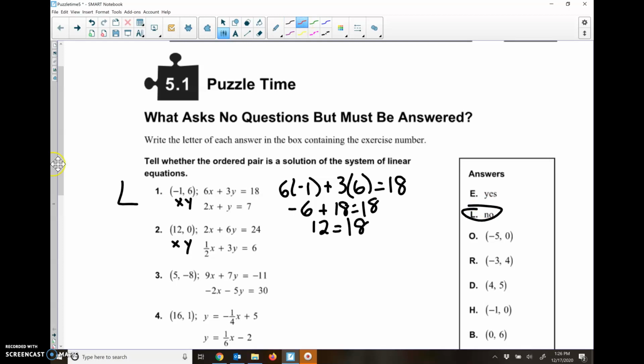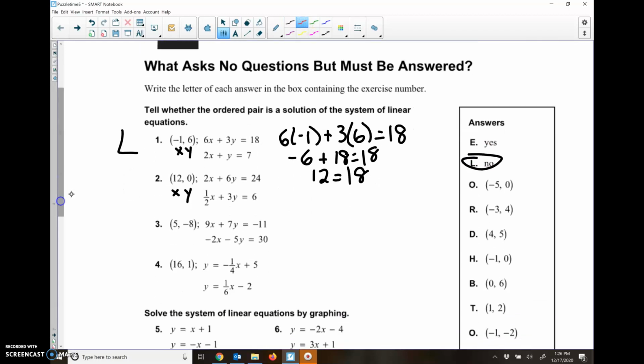All right, and then number 2, so same thing. So we're going to put in our 12 for our x and 0 for our y. So we have 2 times x, so 2 times 12, plus 6 times y, and y is 0, and that equals 24. So 12 times 2 is 24, 6 times 0 is 0, so 0 plus 24 equals 24, so that one's right. So the first one checks out.